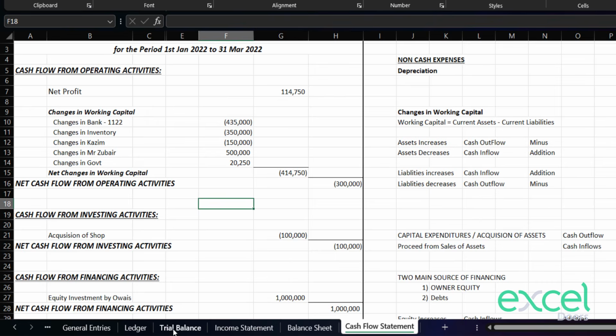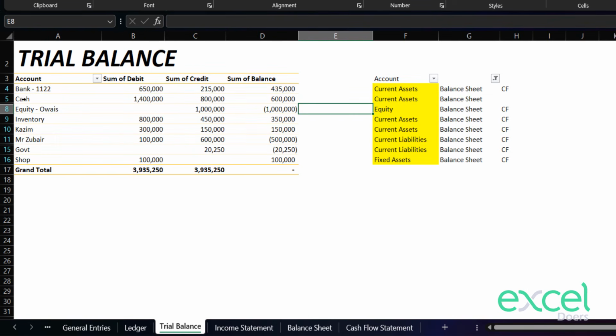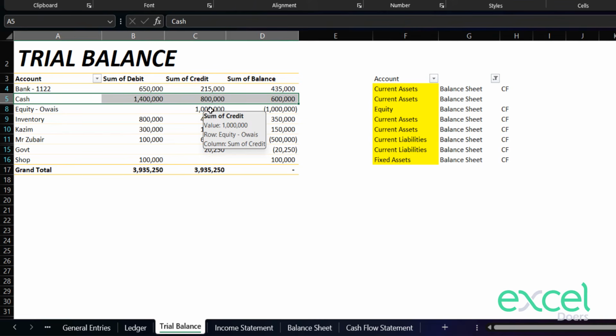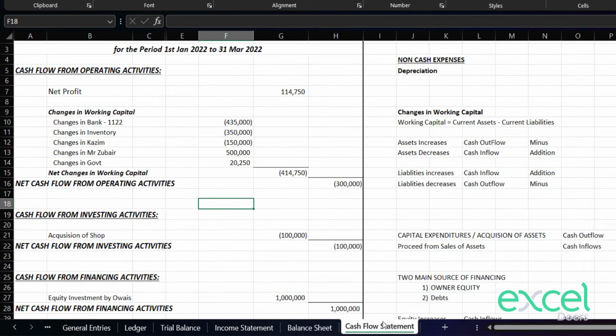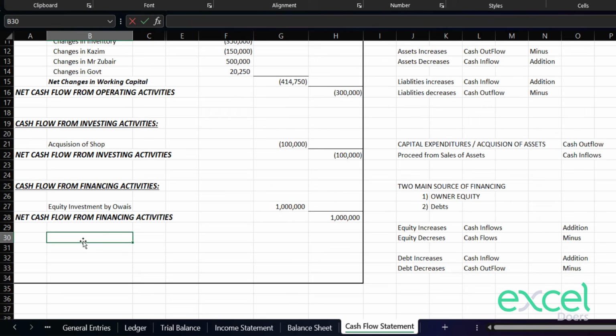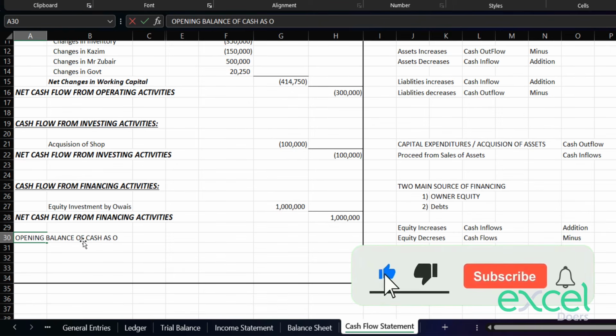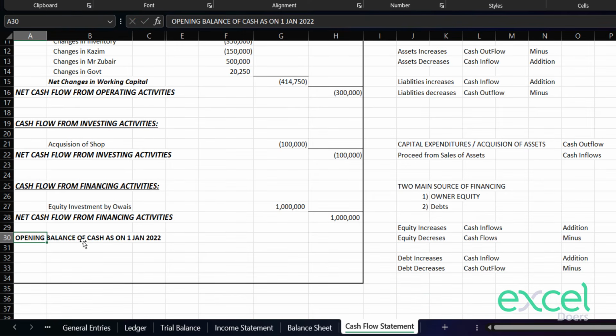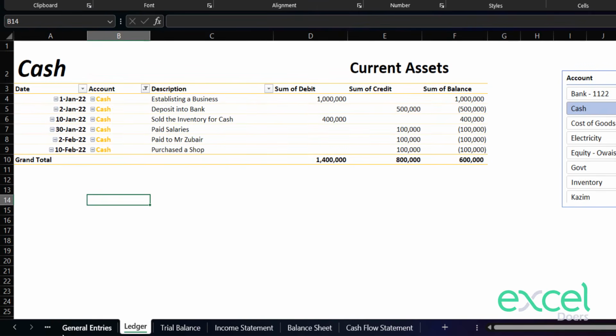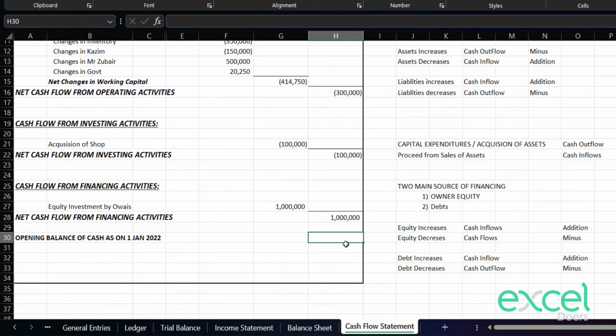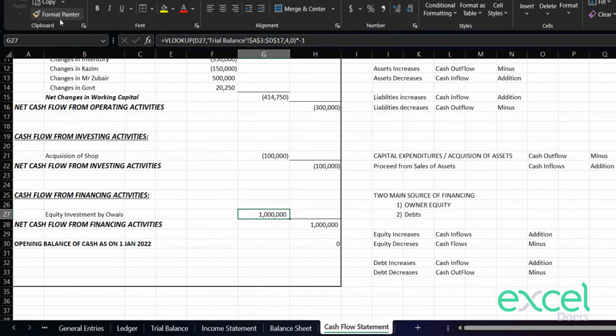So going back into the trial balance, my last point for the cash flow is that I have to add the opening balance of the cash flow, which I will type here: opening balance of cash as on 1st Jan 2022, right? So what was the opening balance? Again, this was the establishment of the business. There was no balance at the beginning, so the opening balance would be 0, right?